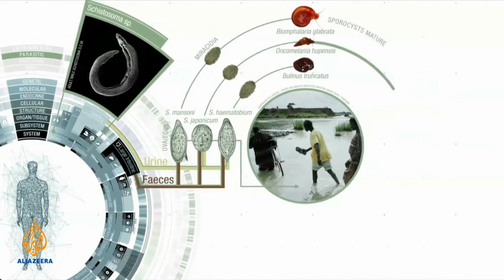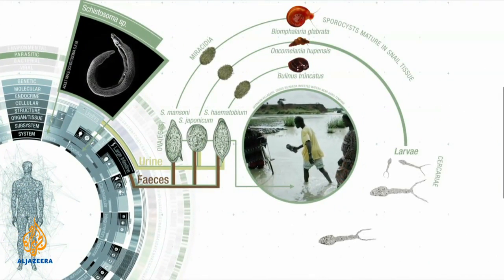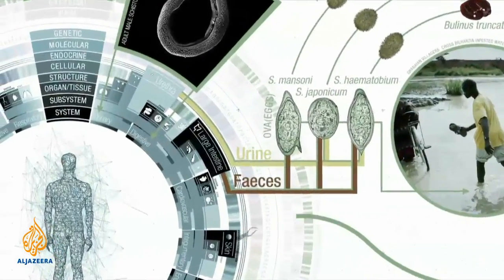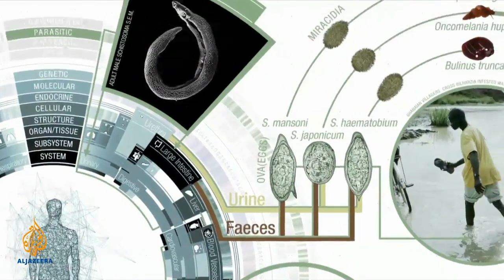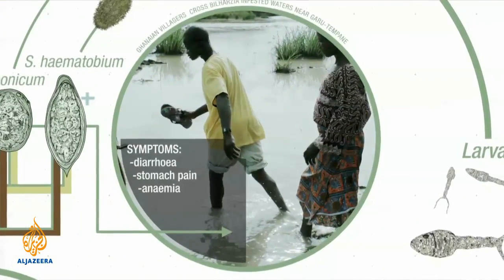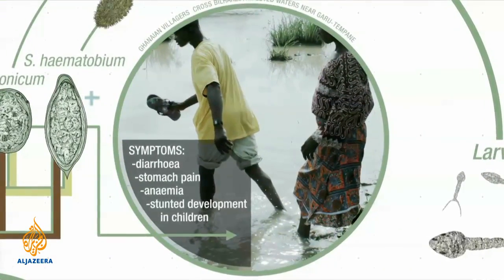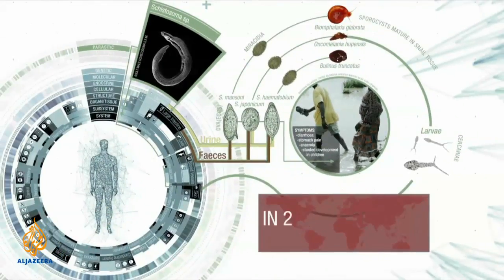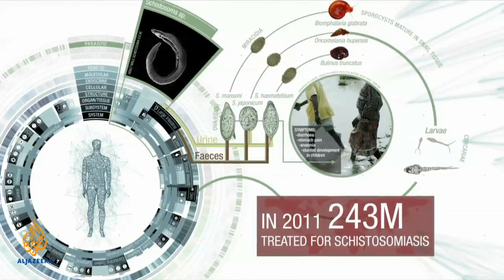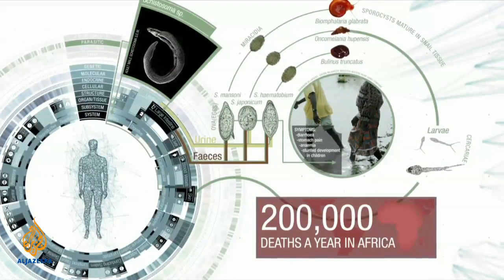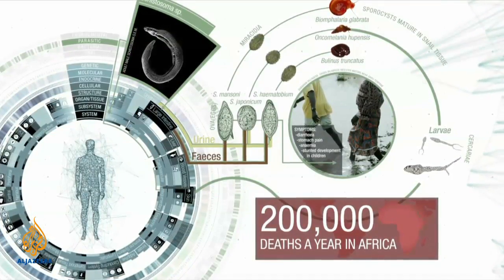Worm larvae, which develop in the guts of freshwater snails, enter the body through the skin, where they grow, breed, and lay their eggs, triggering diarrhea, stomach pain, anaemia, and stunted development in children. In 2011, 243 million people were treated for the disease, which kills 200,000 a year in Africa alone.